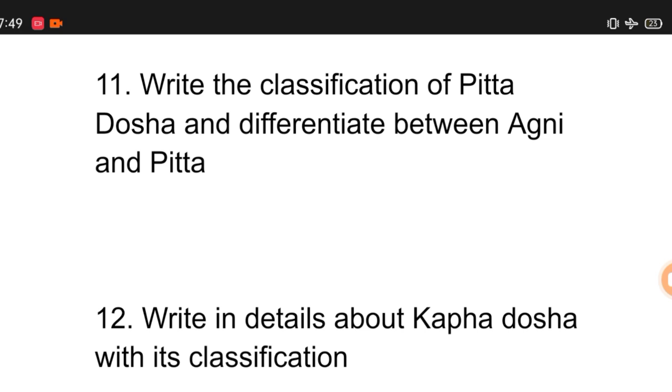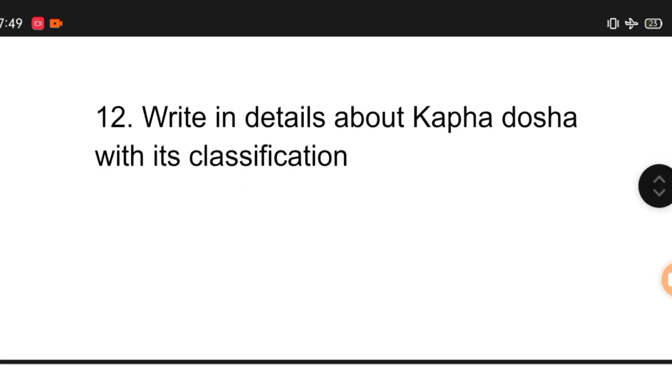Maybe they will ask for 5 marks, not much, but if they ask for 10 marks, then write the whole introduction about the Pitta, what is the Agni, then Swarupa of Agni, Agni Karma, like that. You have to differentiate by the shlokas. Next question, write the detail about Kapha dosha and its classification.